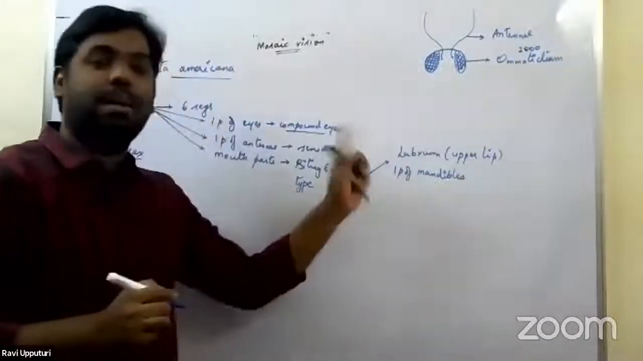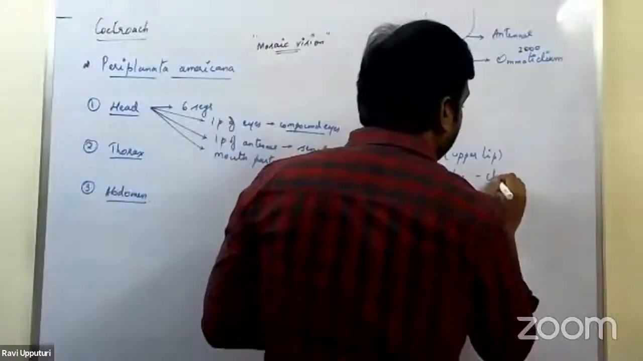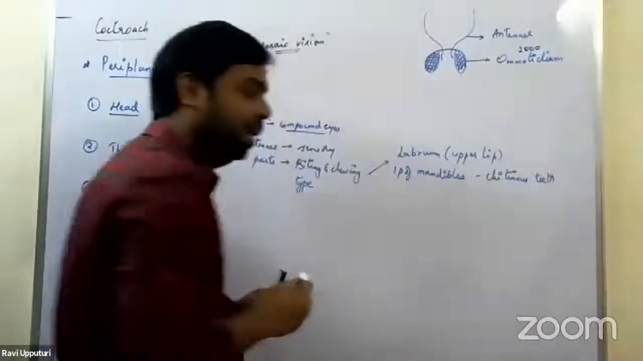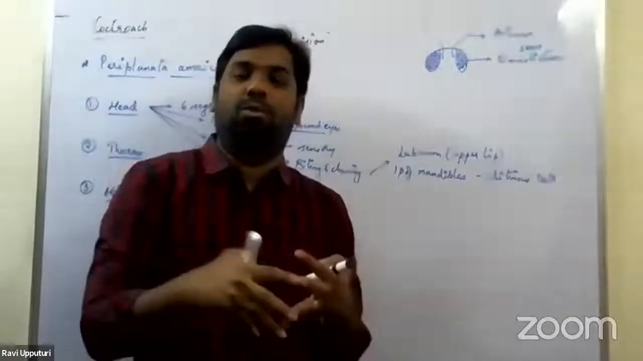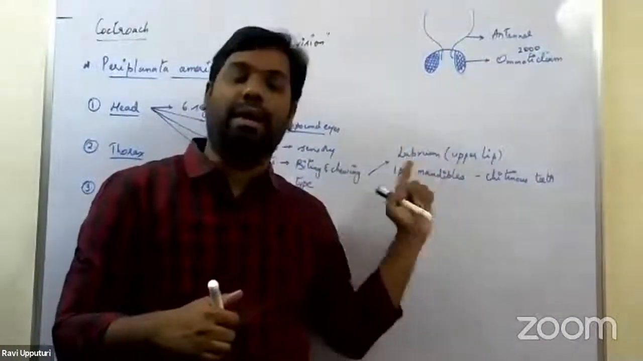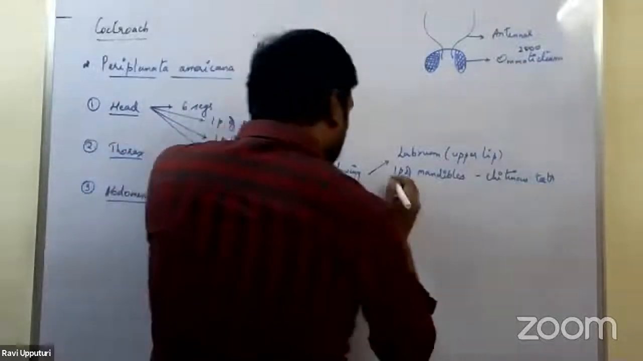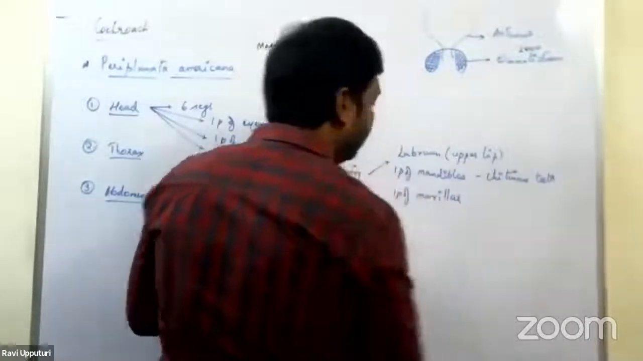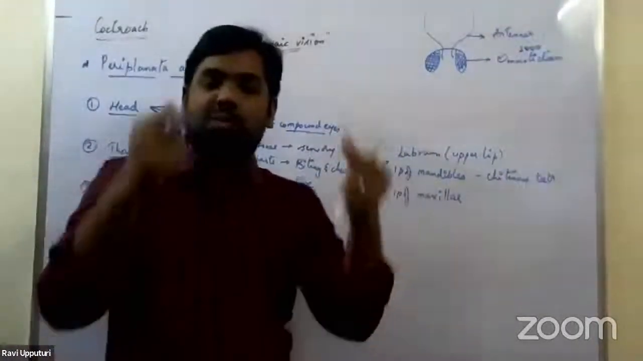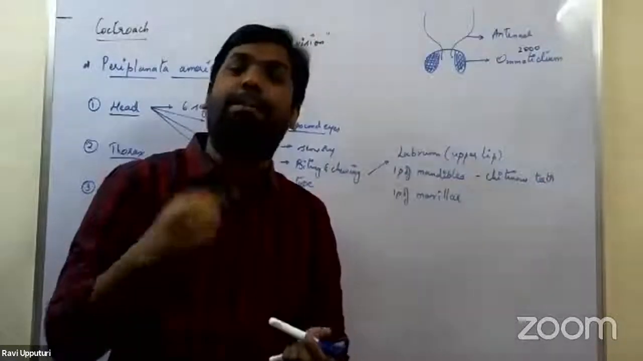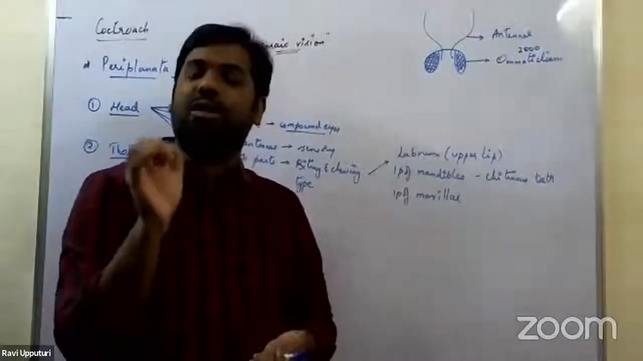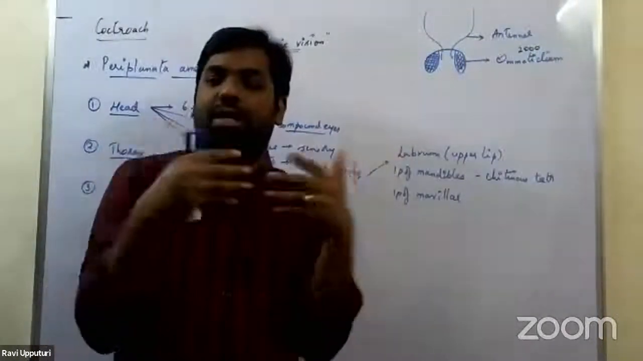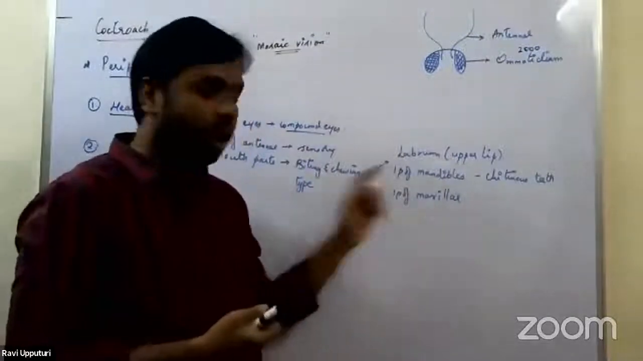These mandibles have chitinous teeth, which are involved in crushing the food. Along with that, they also have one pair of maxillae. These maxillae have small extensions called maxillary palps. These maxillary palps hold the food towards the mandibles so that the mandibles are able to crush the food. That is the role of the maxilla.